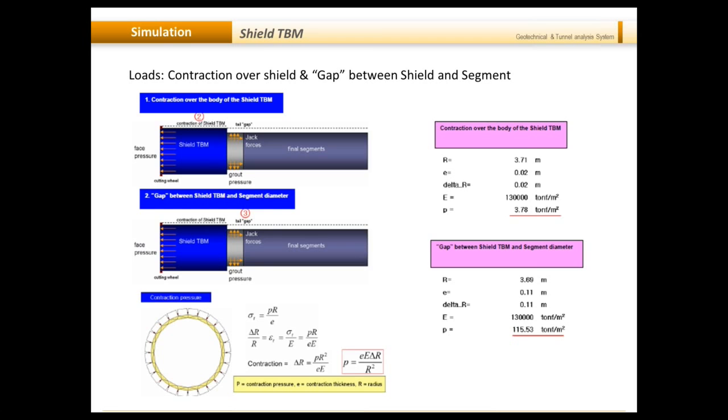So irrespective of what method you have adopted, or what code you are following, or what has been recommended by your contractor or the owner's guidelines, you can use this value and generate the pressure force. In the same manner, for the contraction over the body of the shield TBM, we have used 0.02 units, and this is the loading that we get. This load will be applied onto the shield or the lining members. Then we'll apply the gap loading, where the delta R would be 0.11, which is greater, and that is what is expected also.